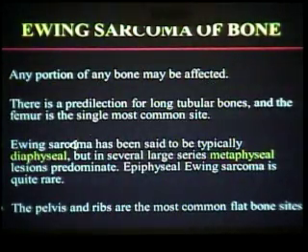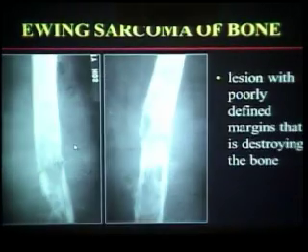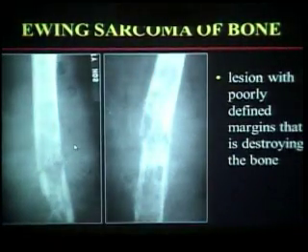Any bone can be affected, usually diaphysis and metaphysis. Pelvis and ribs are common in all patients. So this is a pattern of an Ewing sarcoma. You see this moth-eaten appearance, in this case pathologic fracture and aggressive periosteal reaction. This could be osteomyelitis.